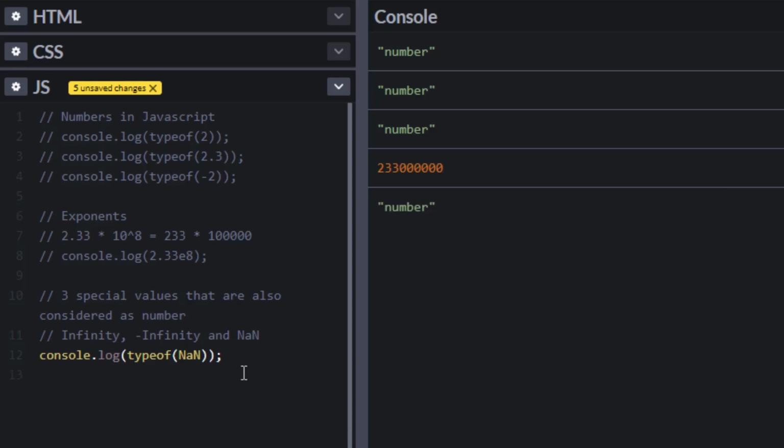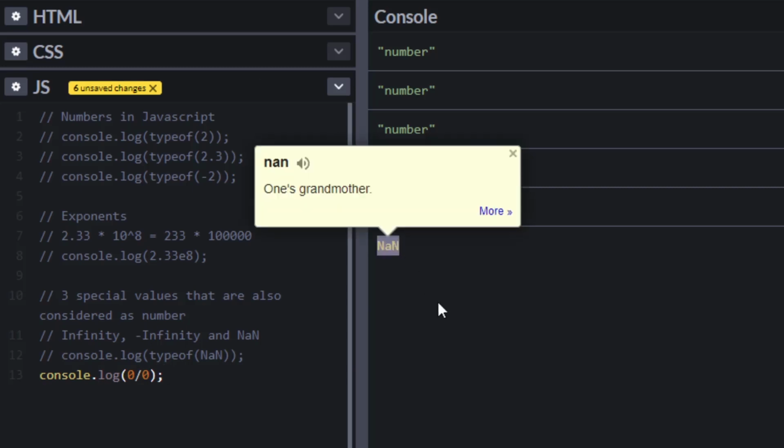Basically, you get a not a number result when you do a numeric operation which doesn't yield any meaningful result. For example, let's say you try to divide 0 by 0. What do you think you would get? Not a number. For any numerical operation that does not provide a meaningful result, JavaScript gives us not a number.